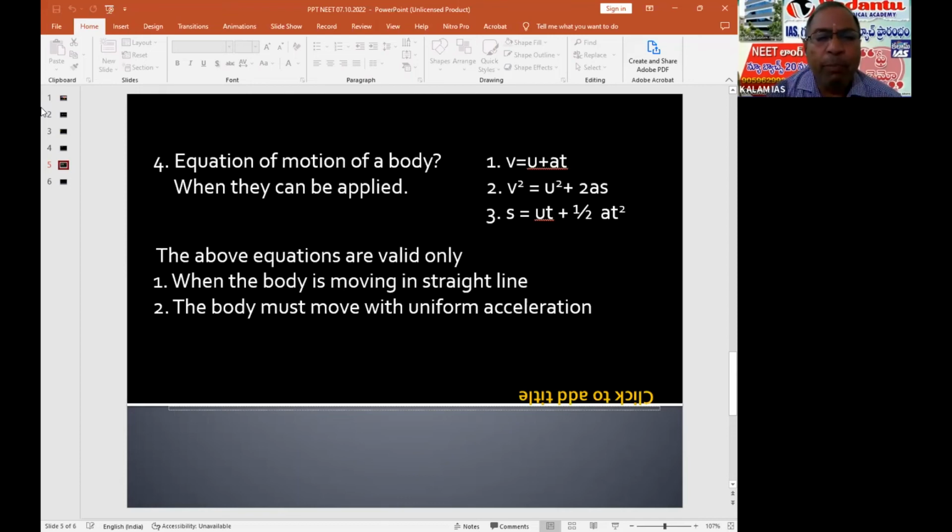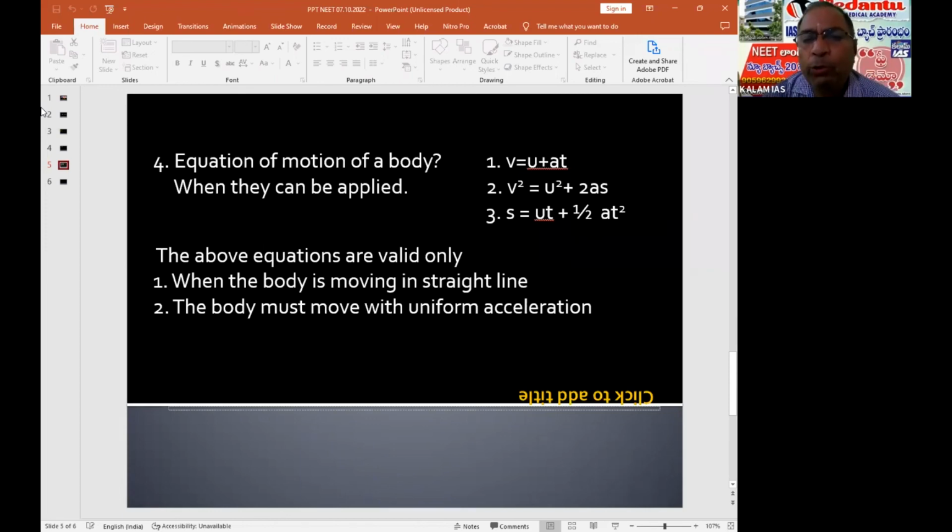Number 1, the body must move in a straight line only. The second condition is that the body must move with uniform acceleration. That means the acceleration should be the same, the acceleration must be constant. So when these 2 conditions are there, then only we can apply the above equations.